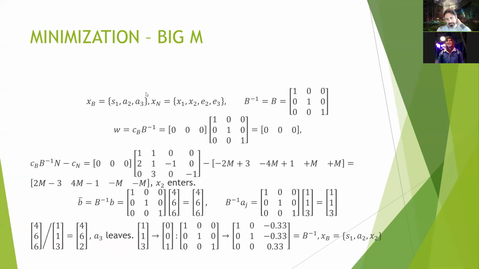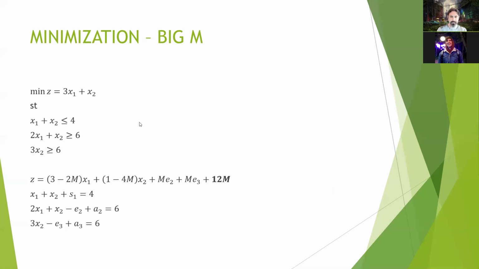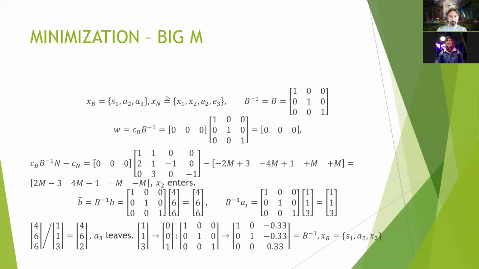That's all. As you can see, this is the basic variable set, S1, A2, A3 for this one. And we have the X values as well. And we will just make the calculations in the same way. The only difference is we have M values in our matrices, and it's going to be a bit more complex because I have to deal with M values. But it's not that hard. Okay, it's just like big M with less calculations, hopefully.